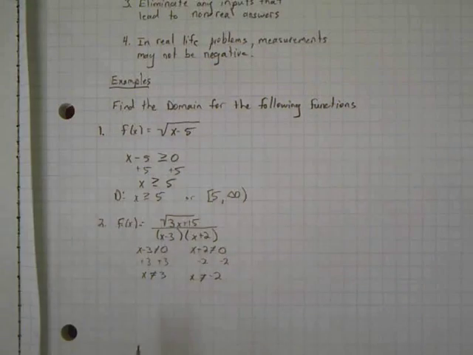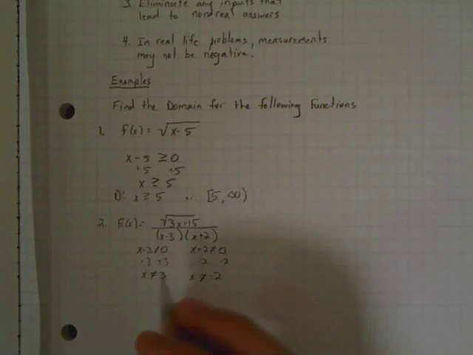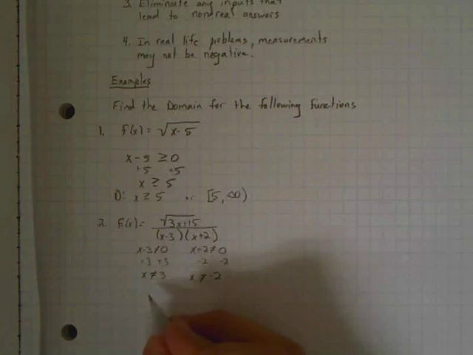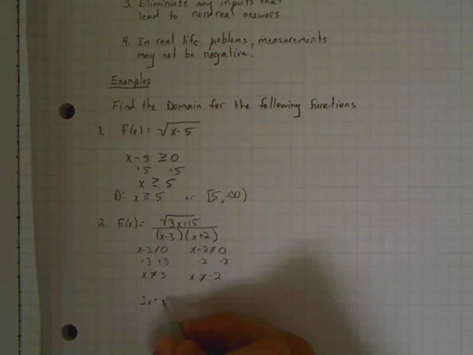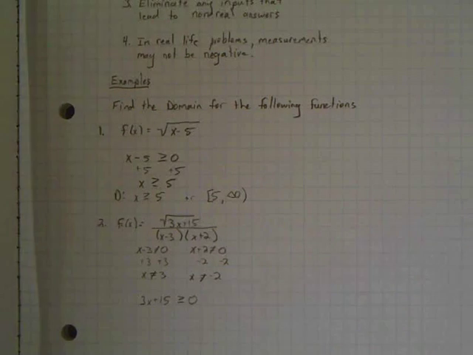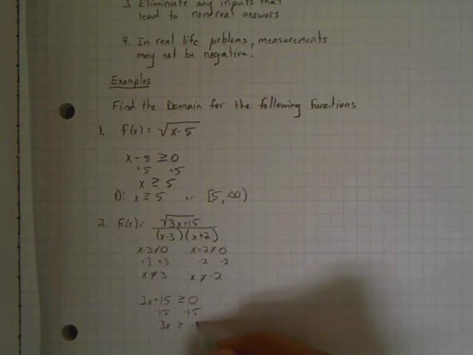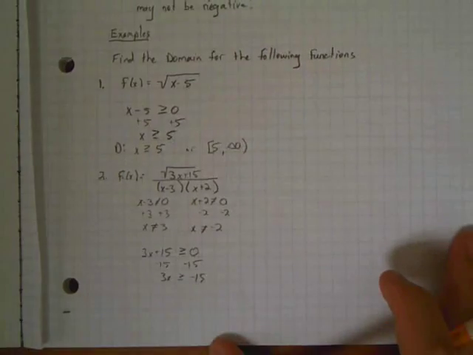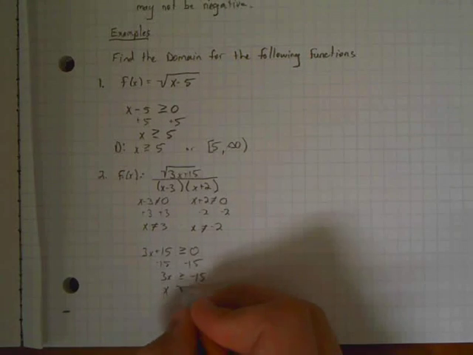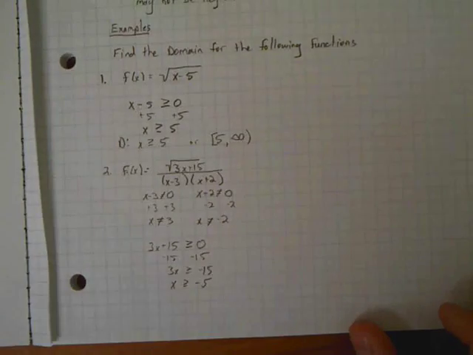Next, we're going to look at eliminating non-real answers. So we do have a square root in this function as well. So we have to make sure that what's under the square root is never negative. So just like the problem before, we're going to take our 3x plus 15, and we want it to be greater than or equal to 0. Same process, we're going to solve for x in this inequality. Subtract 15, divide by 3, and we get x is greater than or equal to -5.